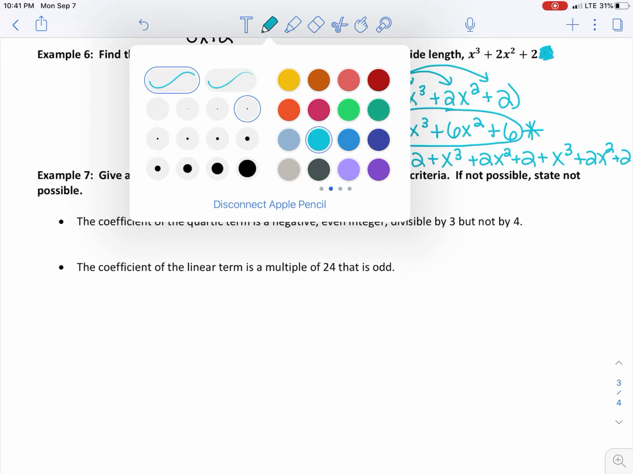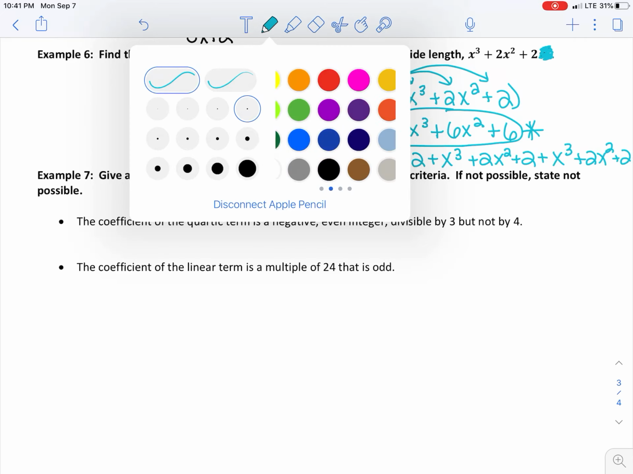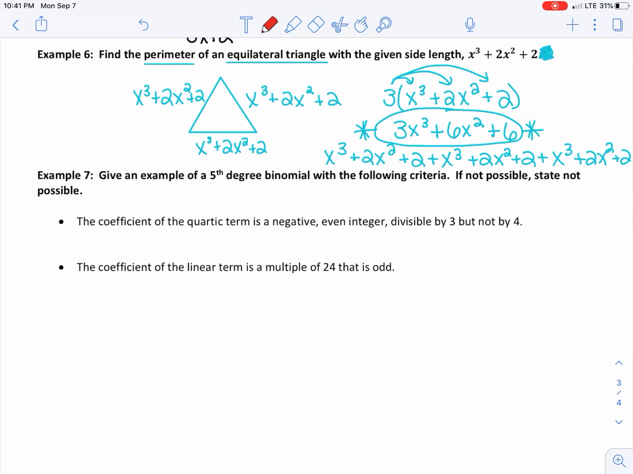Number 7 looks like a lot of words, but it's actually not as hard as what it looks like. So example 7 says, give an example of a 5th degree. So my highest degree is 5. And then it says binomial, which means that I have 2 terms. It says with this following criteria. So we have to meet the criteria for this one and this one. And it says if it's not possible, just state that it's not possible.